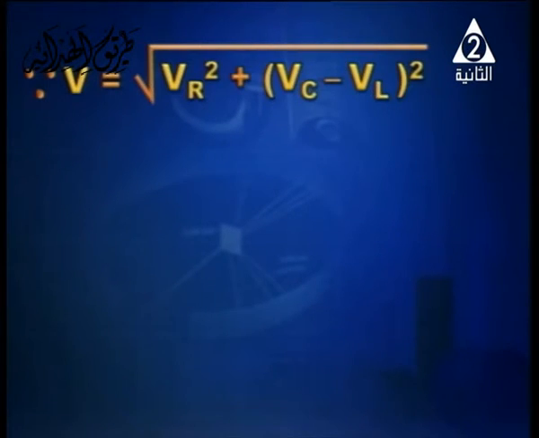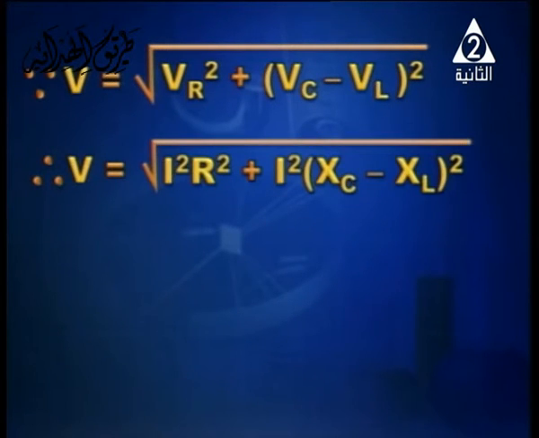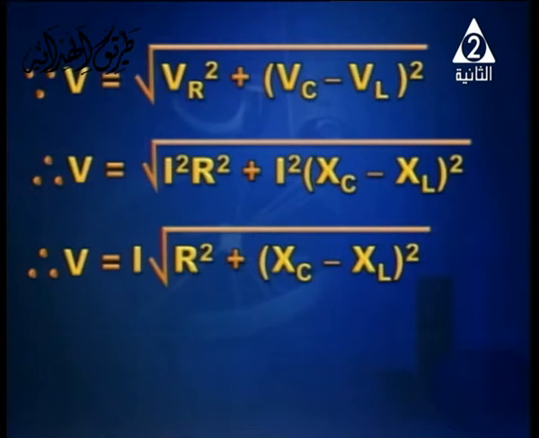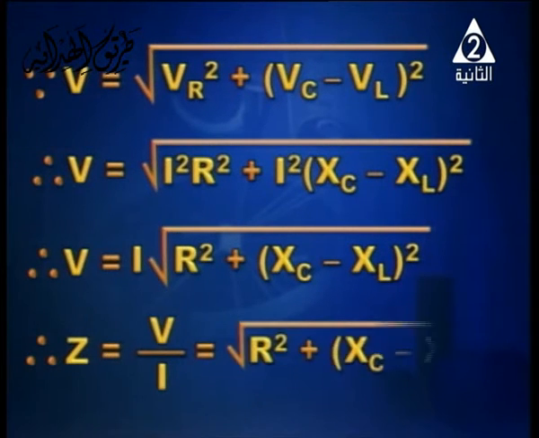Voltage is equal to the square root of VR squared plus, and now we'll start with VC minus VL, all squared. So V is equal to the square root of I squared R squared plus I squared between two brackets XC minus XL squared. I is taken as a common factor. Square root of R squared plus XC minus XL all squared. So impedance equals V over I, and it is equal to the square root of R squared plus between two brackets XC minus XL all squared.